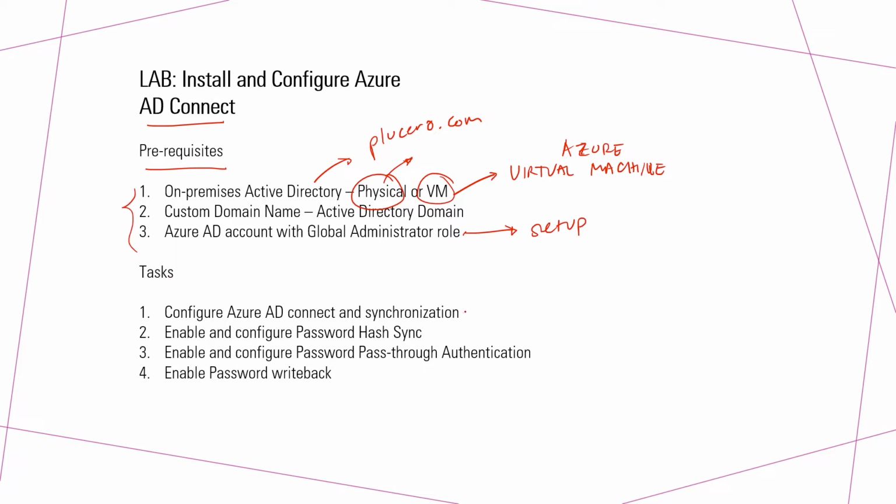The tasks that we're going to be doing are, of course, configure AD Connect and do a sync. That's the user sync for this demo. Enable and configure password hash sync, enable and configure password pass-through authentication, and then last but not the least, password write back. Okay, so let's now jump into our Azure portal.